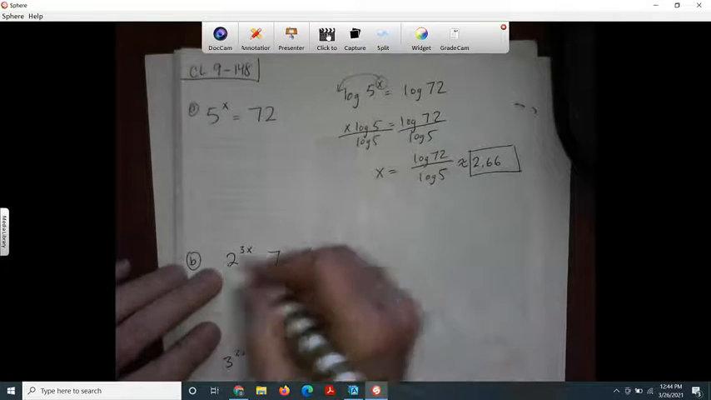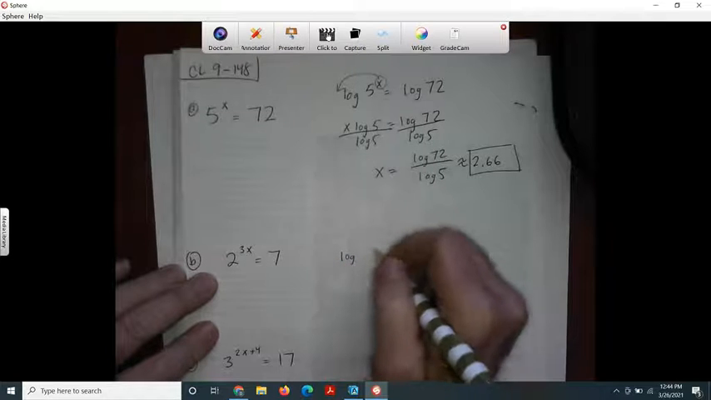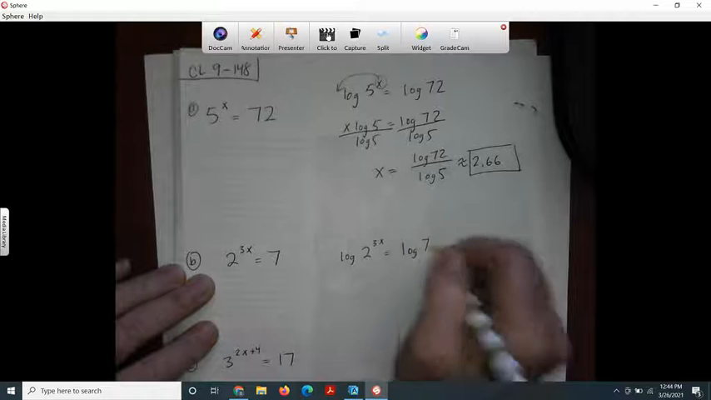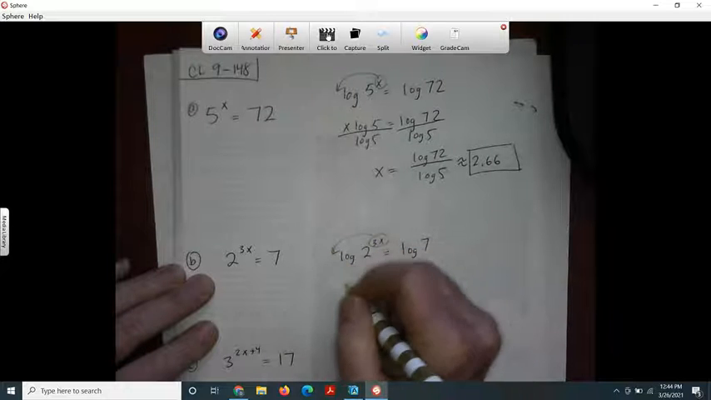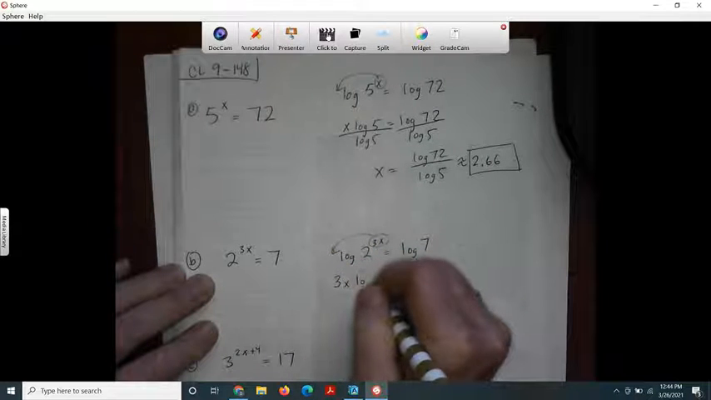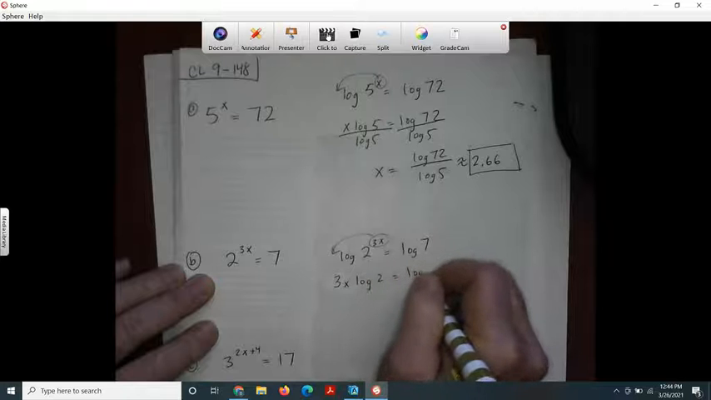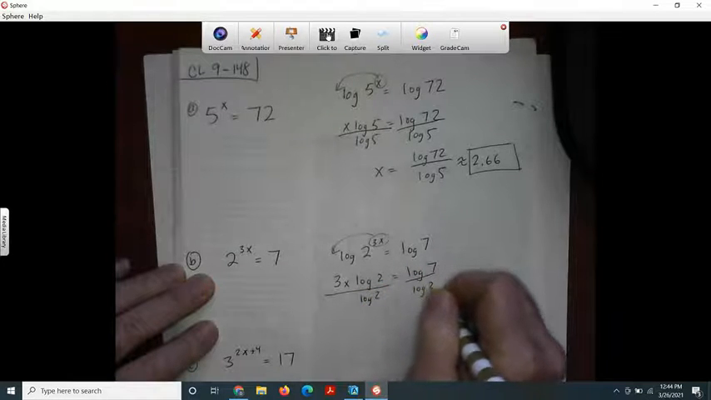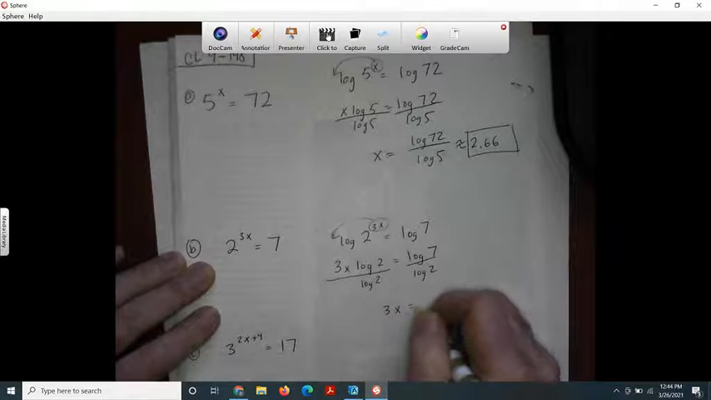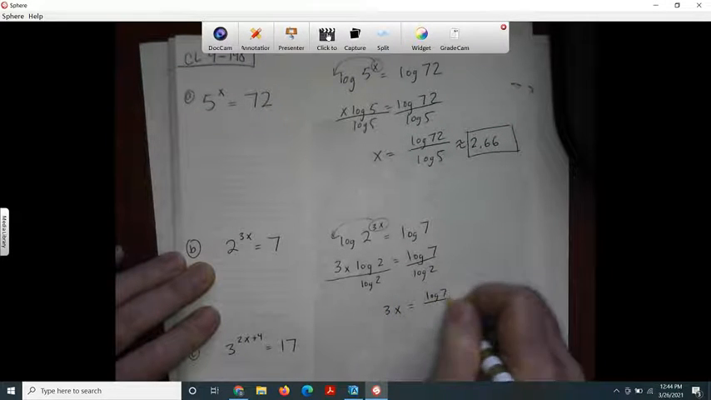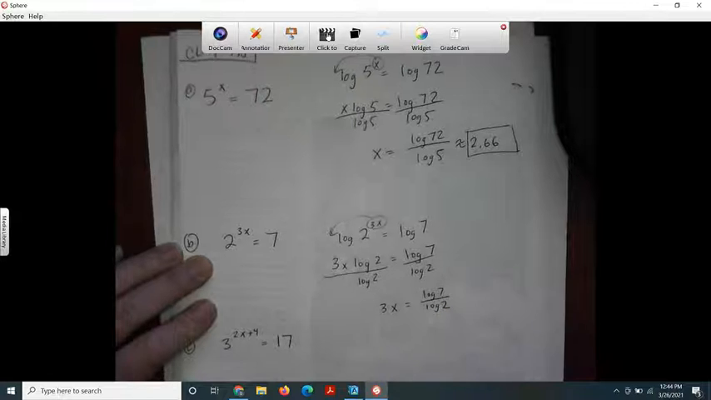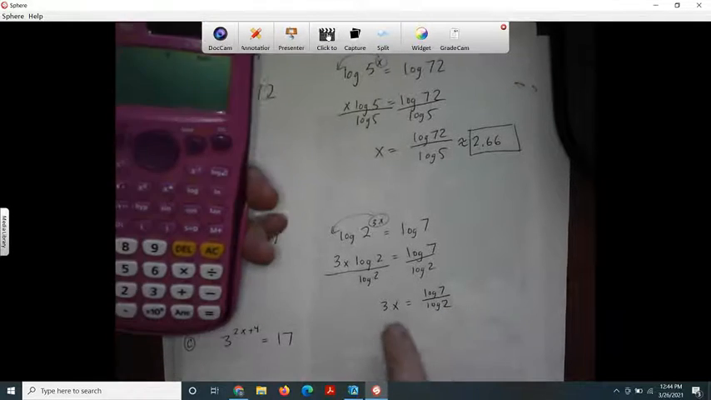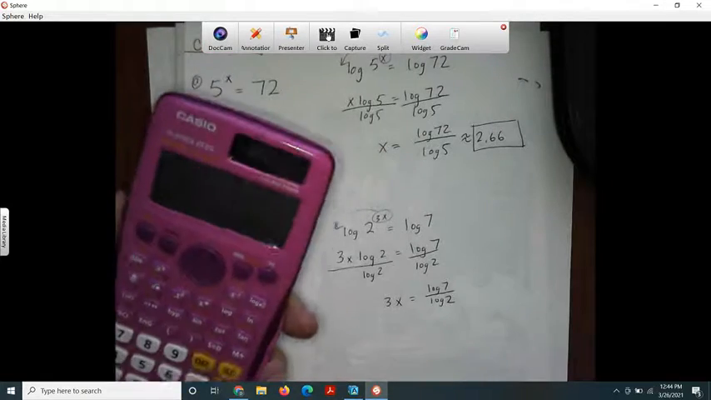So this one, you're just going to log both sides. So log. And then you can bring this out front. And you can divide both sides. And then you can find out what log 7 divided by log 2 is, and then divide that answer by 3. That's what I would do.